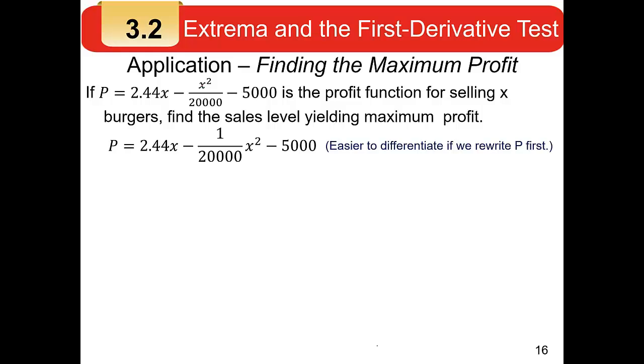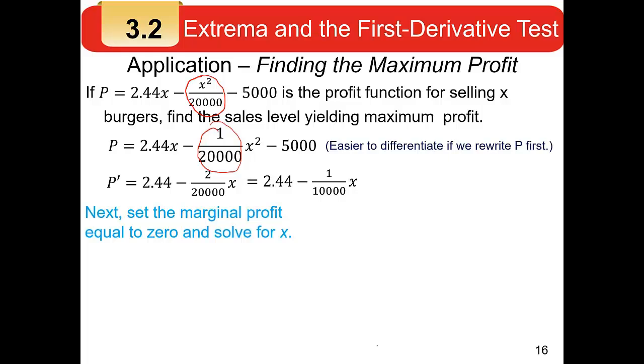But it's easier to rewrite that middle term. Instead of dividing by 20,000, think of it as multiplying by 1 over 20,000. Dividing by 20,000 is the same as multiplying by its reciprocal. That's easier because now you can just use the power rule. So when you take the derivative, you'll get 2.44 minus 2/20,000 x. And of course, 2/20,000 is the same as 1/10,000. And you want to set that equal to 0. That's the marginal profit.